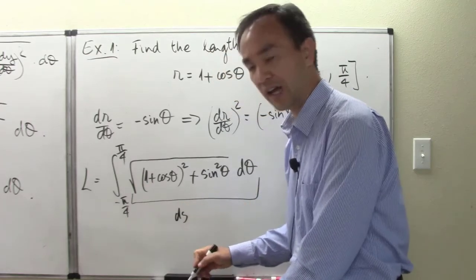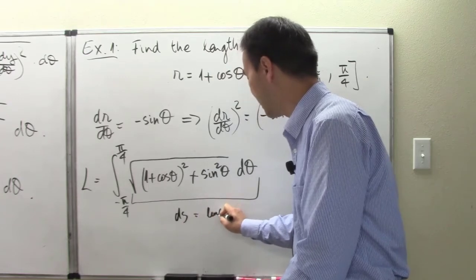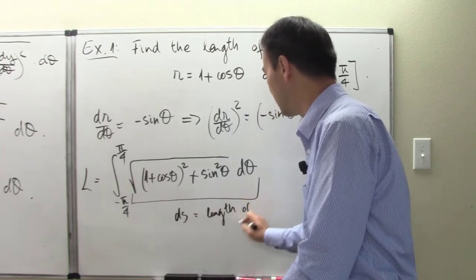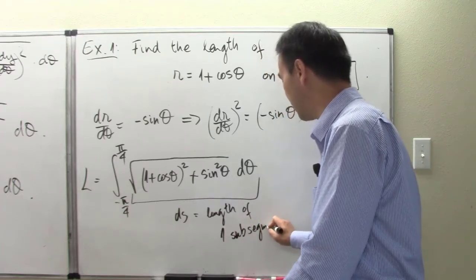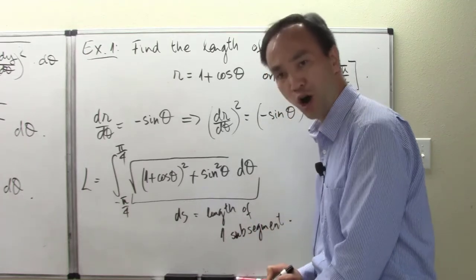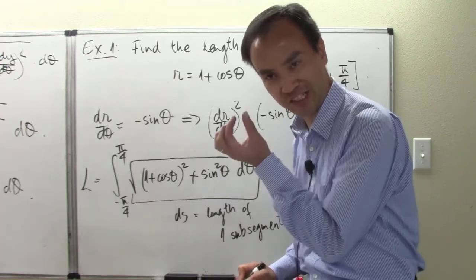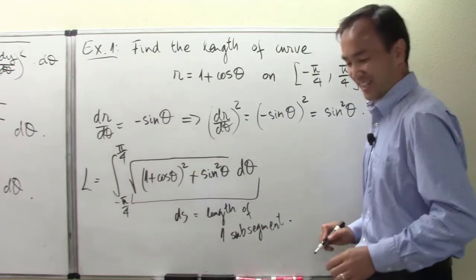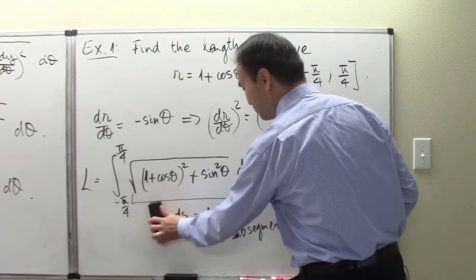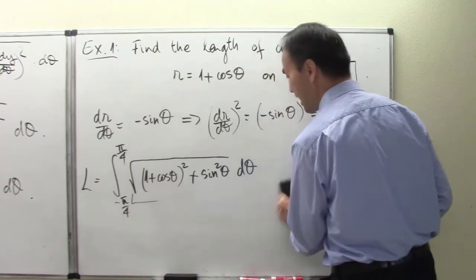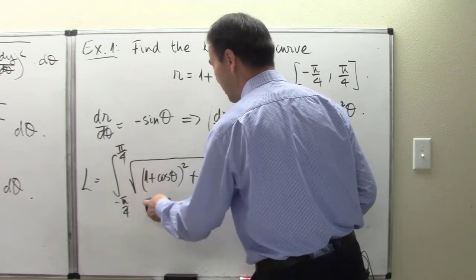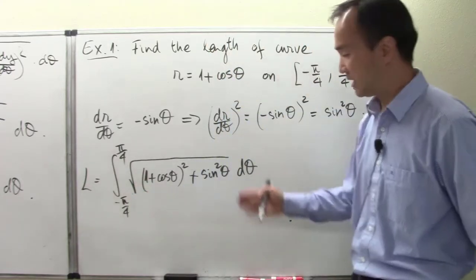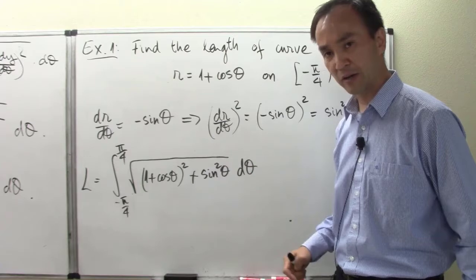All right, so all that here is a ds, the length of one sub-segment, and I'm talking about an infinitesimally small sub-segment. That's why we call it a ds. Okay, and so once we've gotten up to that point, we have completed our integral, and now it's just time to calculate the actual value right here using the fundamental theorem of calculus.